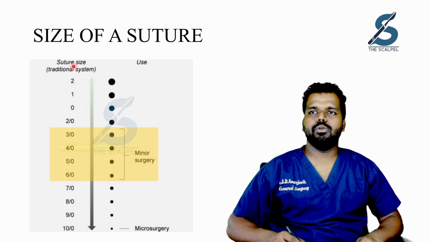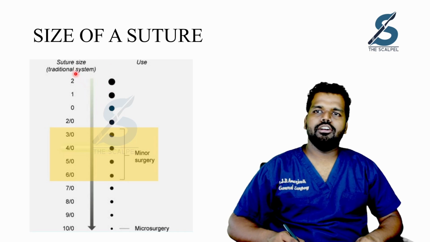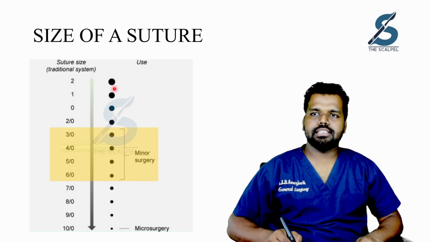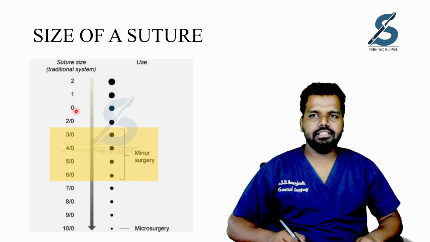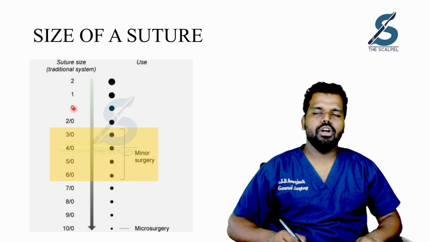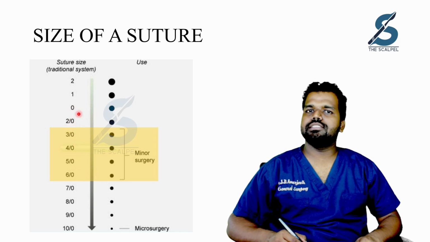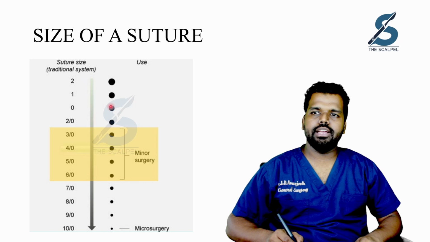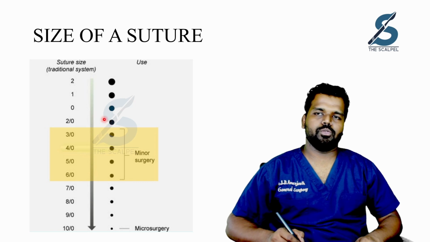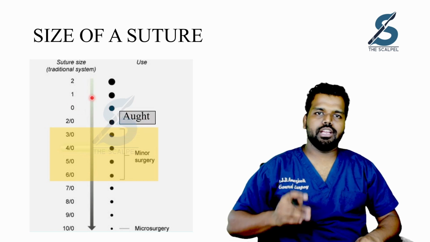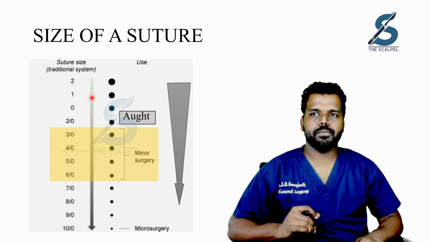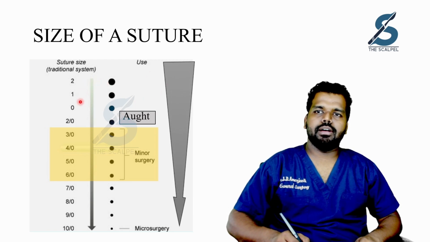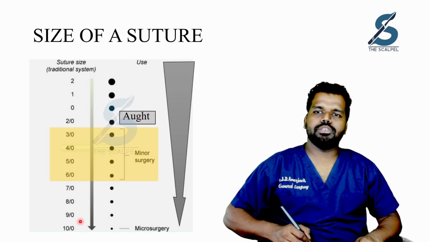Now we'll discuss the size of the suture. As you can see, as the number decreases, the suture material size decreases. But after that, from 1-0, 2-0, 3-0, however many the number increases, if there is a 0 next to it, the size of the suture material actually decreases. So 1 is larger than 1-0, but 1-0 is larger than 2-0. And the 0 is actually called 'aught'. Aught means 0. And as you can see, as the number increases, the size of the suture material decreases whenever there is a 0 next to it.